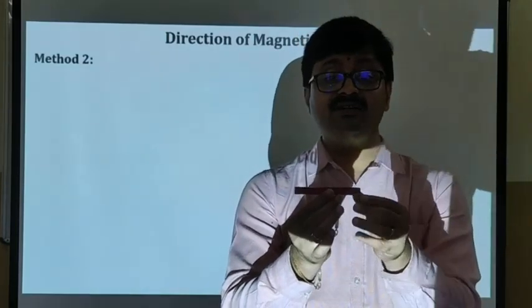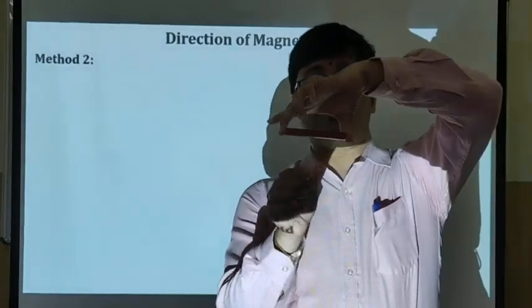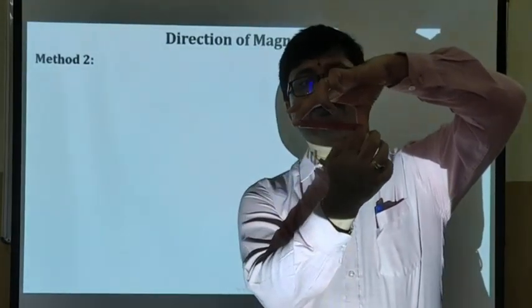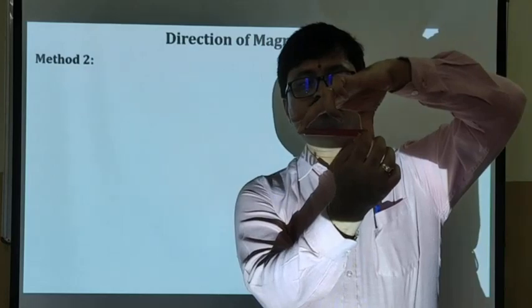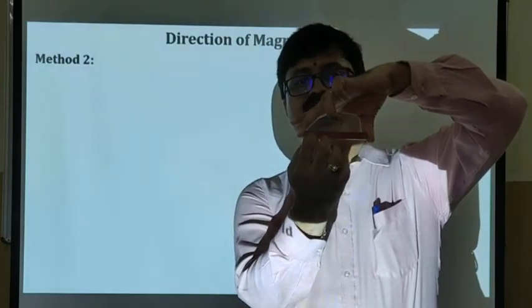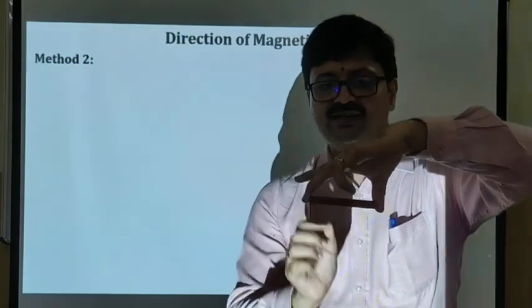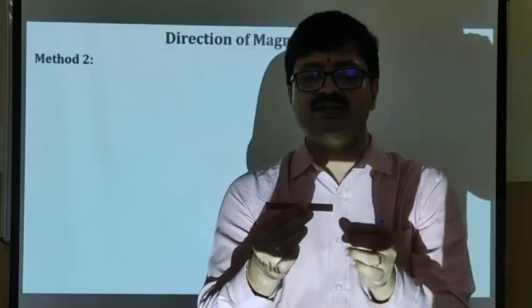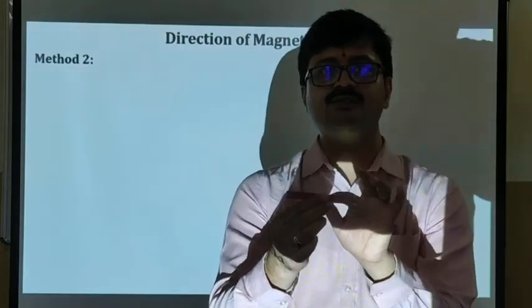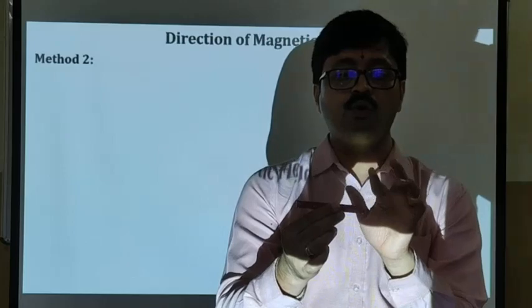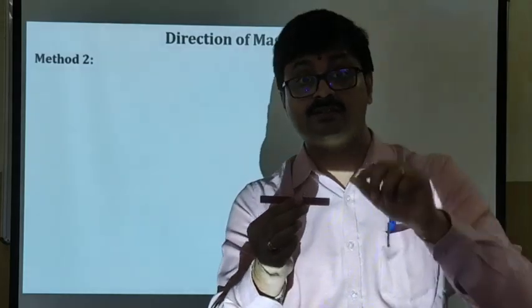And inside the magnet, what happens here? Inside the magnet, the magnetic lines of force originate from the South Pole and move towards the North Pole. So that clearly indicates that the magnetic lines of force are continuous lines and they are not broken lines, unlike electric lines of force.